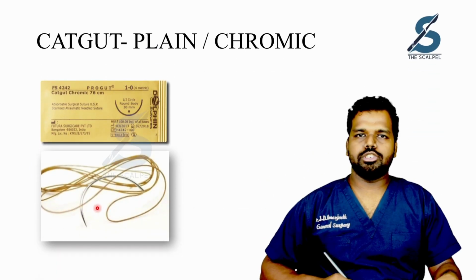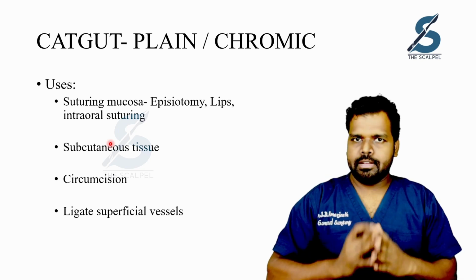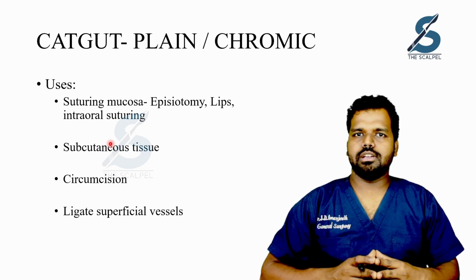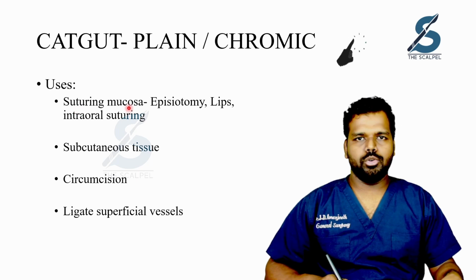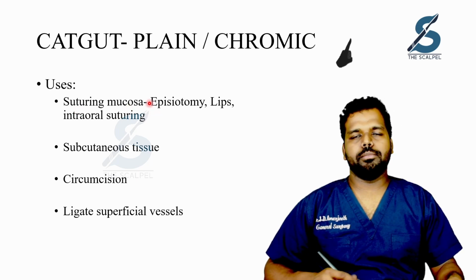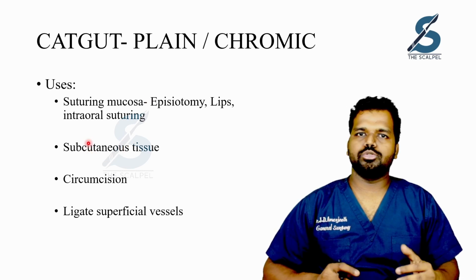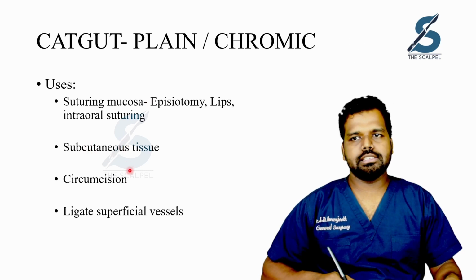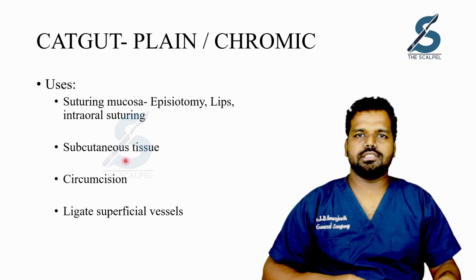This is how the suture material looks. Catgut is not commonly used nowadays, but some centers still use it to suture mucosa. For example, in episiotomy wounds, mucosa of lips, intraoral suturing, then to suture subcutaneous tissues, to approximate muscles, to ligate superficial vessels, and also in circumcision surgeries.